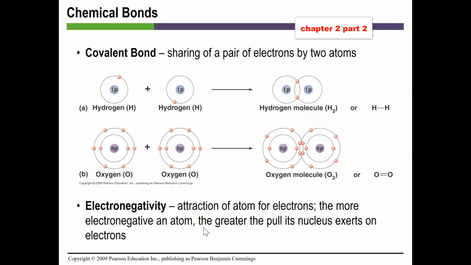Welcome back. We're talking about chemistry. We're on part 2 of the chemistry chapter, and what we are discussing now is chemical bonds. We will discuss 3 types of chemical bonds.